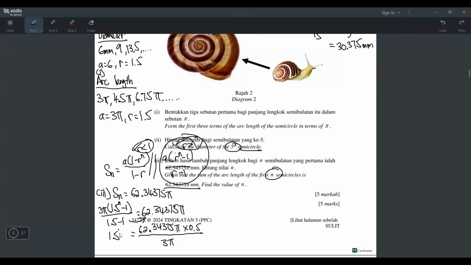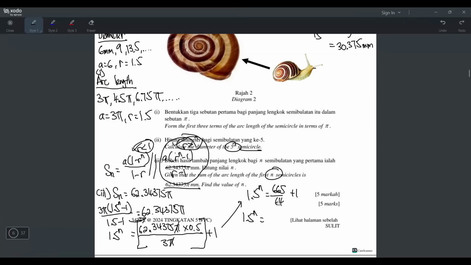And then you are left with 1.5 power n, and the minus 1 you can move over and it becomes plus 1. But you have to press this whole thing first. So 1.5 power n equals, I'll press this bracket first. I will press 62.34375 times 0.5 divide 3. My calculator gives me 665 over 64. What happens to the pi? The pi can cancel because everything here is multiplication, so the pi can cut. You are just left with this, but don't forget you have to plus 1 again. So it'll be 1.5 power n equals 665 over 64 plus 1. Let's press. Okay, 729 over 64.